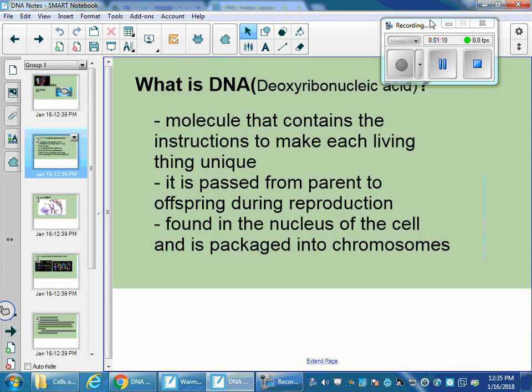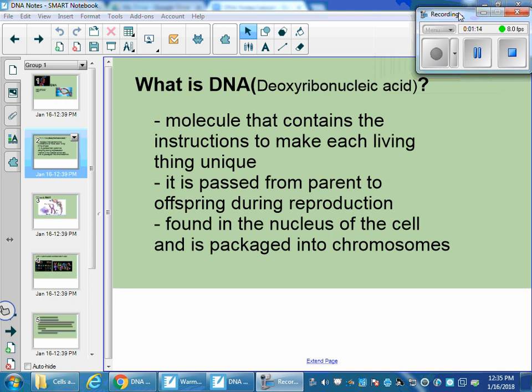So what is DNA? First of all, DNA stands for deoxyribonucleic acid. Okay, it's an acronym, DNA, shortened for that thing, deoxyribonucleic acid. It is a molecule. And it contains all of the instructions that make each living thing unique. So this is what makes you different from another person. It's what makes a tree different from a bush, different plants different from animals. It's basically what makes you you. It is information that is passed from the parent to the offspring during reproduction. So this DNA gets passed on from parent to child.